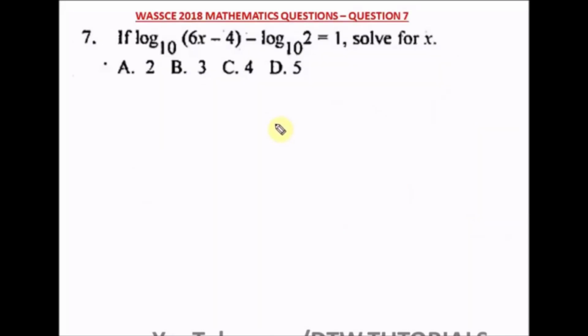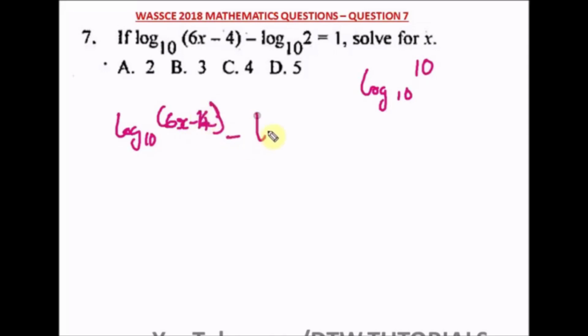Question 7 of the WASSCE 2018 Mathematics Past Question, that's your WAEC exams. It says if log 10 bracket 6x minus 4 minus log 10 2 is equal to 1, solve for x. Okay, when you have a 1 here, it also means what? Log 10 raised to power of 10, which will give us what? 10.